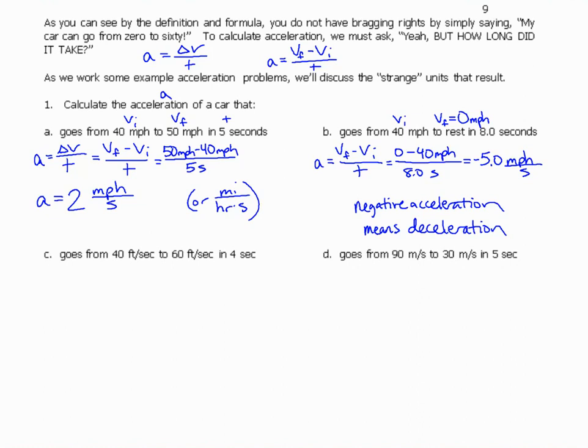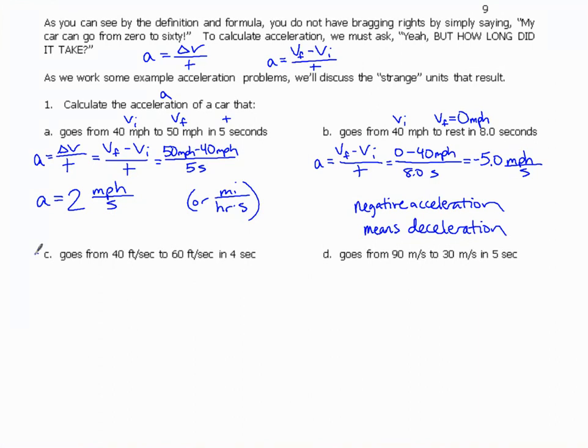If you want a better mental picture of what's going on in example B, this is a car that's driving down the road and it's approaching a stop sign and it slows down, comes to rest at the stop sign over the course of 8 seconds. So negative acceleration means deceleration. We're slowing down in this situation.